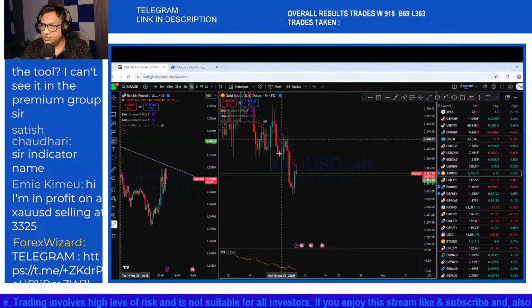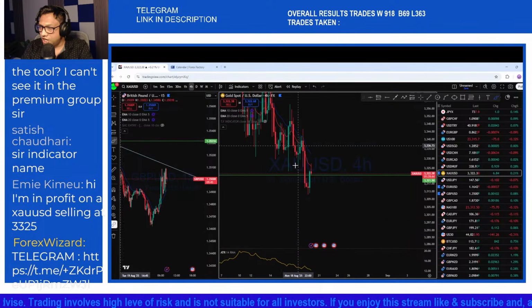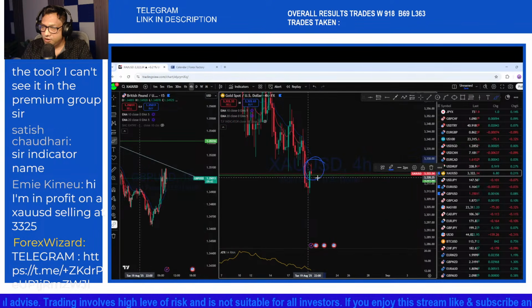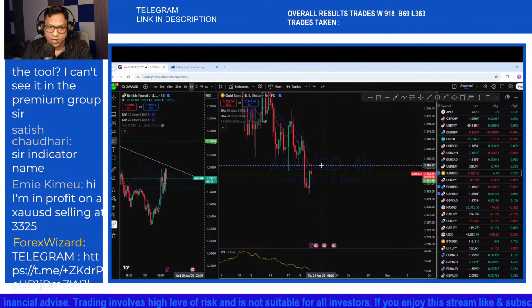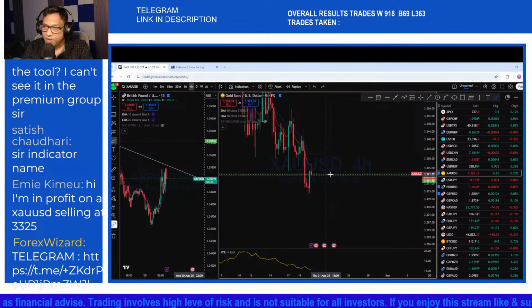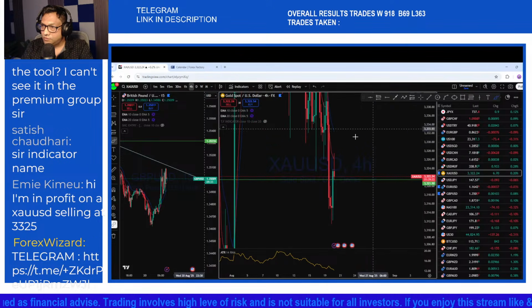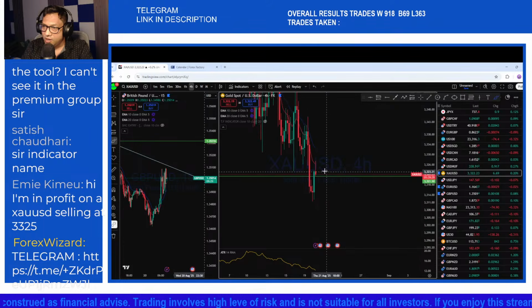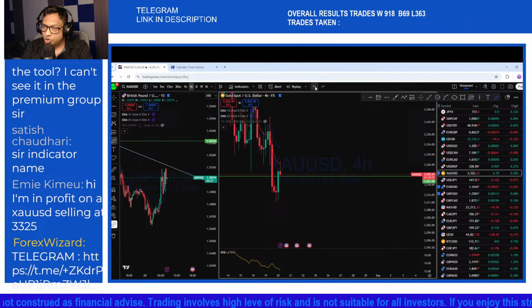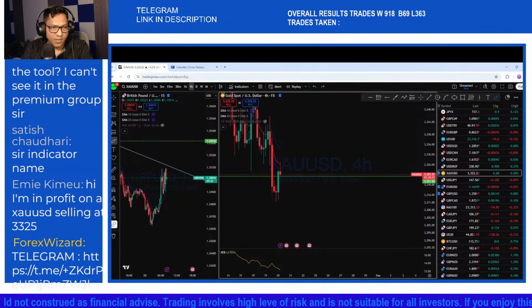And you can see that this is the 4-hour chart here. The market is slowly trying to show a bearish pattern, expecting the market to trend back down here. As we can see, the market is slowly trying to break below and is expected to trend back down here.